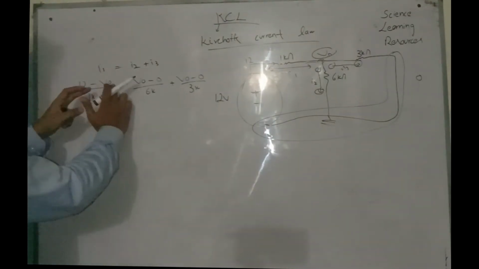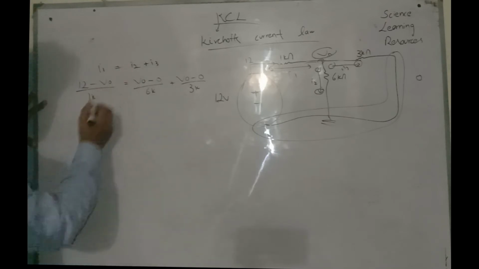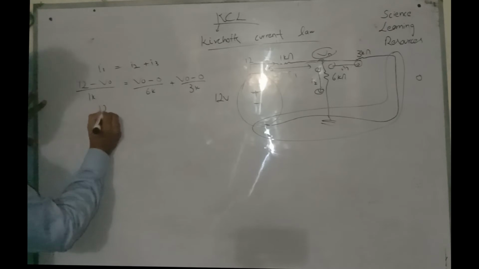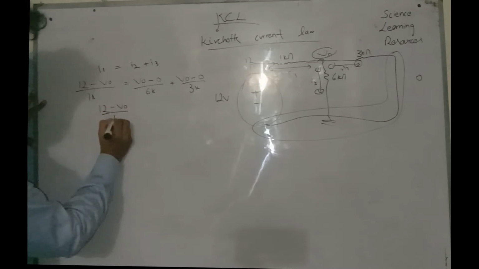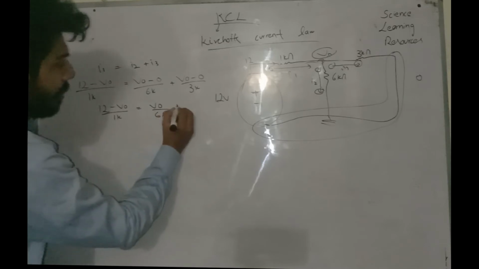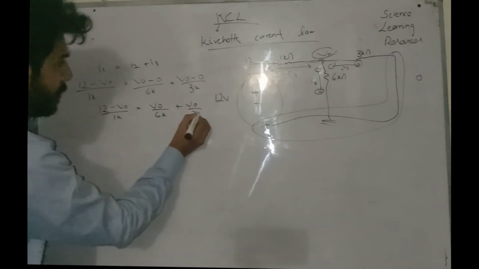Now I have to calculate this V0. In order to calculate V0, I have to simplify this equation. (12 minus V0) divided by 1k equals V0 divided by 6k plus V0 divided by 3k.